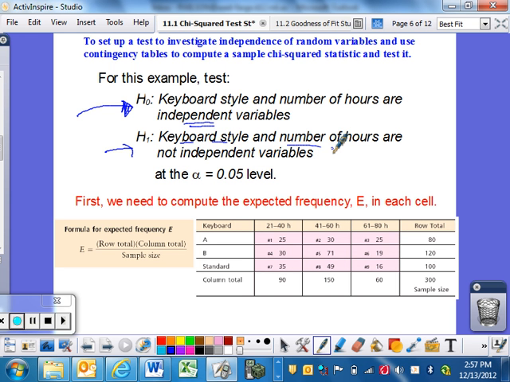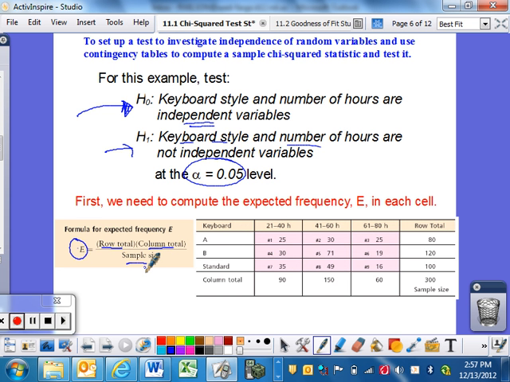You still have an alpha, so that part's not changing, but what we need to do is calculate the expected value. Being independent is seeing if there's a big difference between what's actually happening, the observed, to what is the expected. How does the expected work? You need your row total times your column total divided by the sample size.